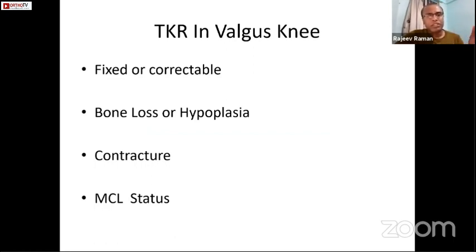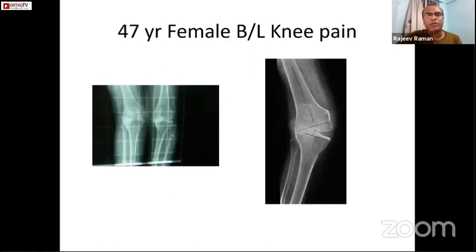First thing is whether it's a fixed or correctable valgus, and you should assess the bone loss and hypoplasia of the tibial and femoral condyle, and contracture, whether it is anterior or posterior capsular contracture. And the most important part is the status of the MCL, because in type 3 valgus described by Ranawat, usually you have laxity of the MCL, and in such cases you should be ready with a constrained implant also.